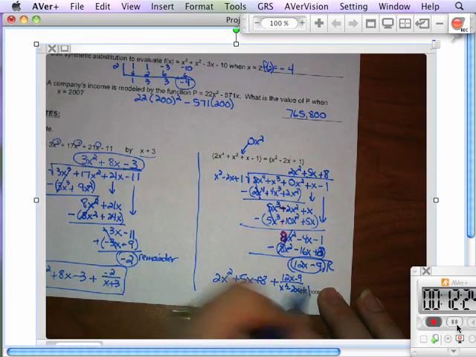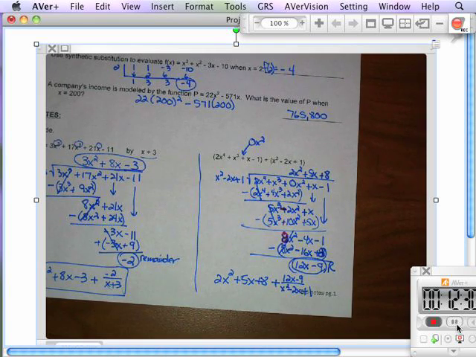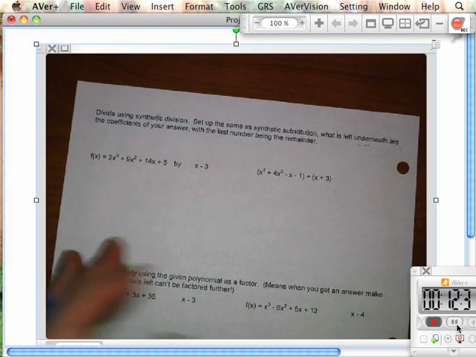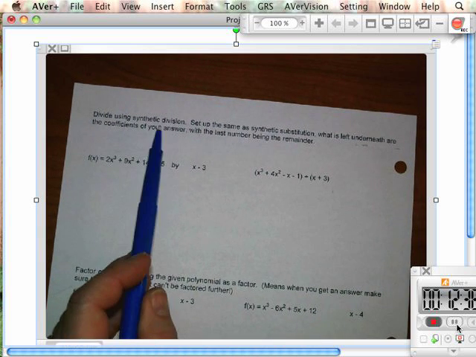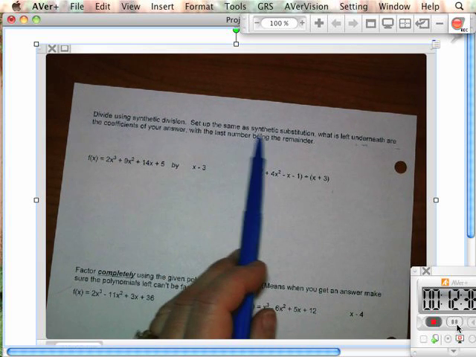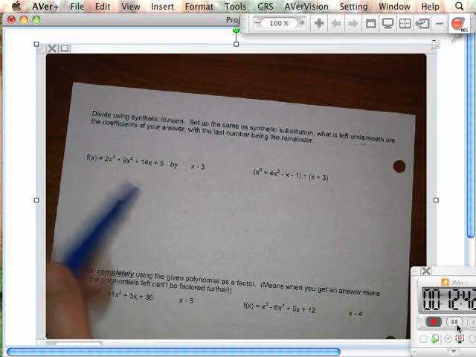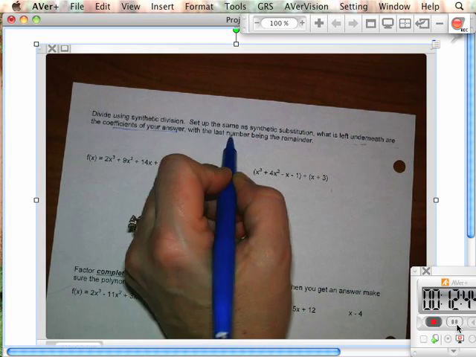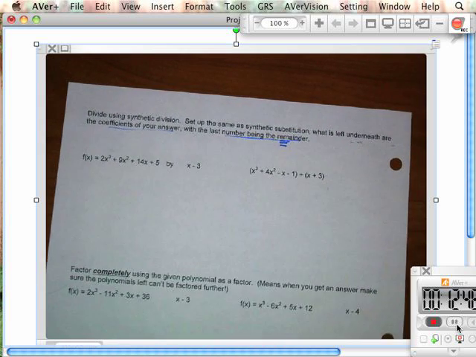This is probably one of the most challenging types of problems that you'll get with long polynomial division. There's an easier way. I know you'll like that. Divide using synthetic division, set up the same as synthetic substitution, and what is left underneath are the coefficients of your answer with the last number being the remainder. So that's where it's slightly different than synthetic substitution.